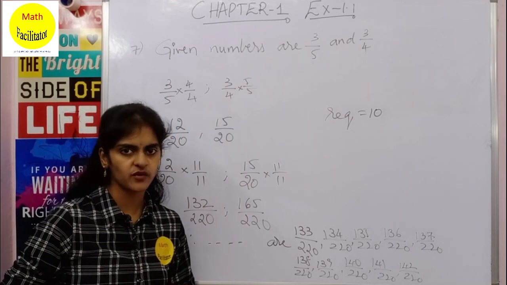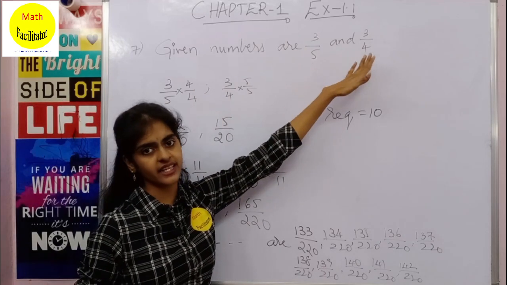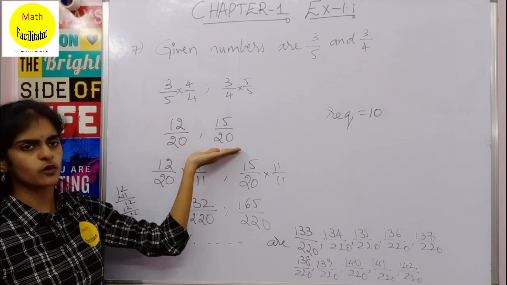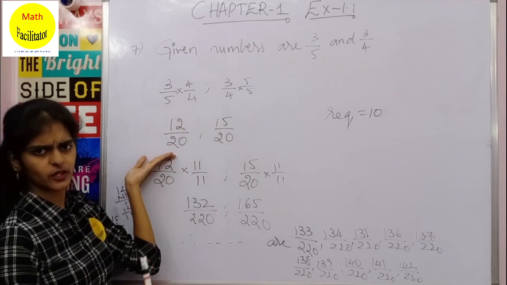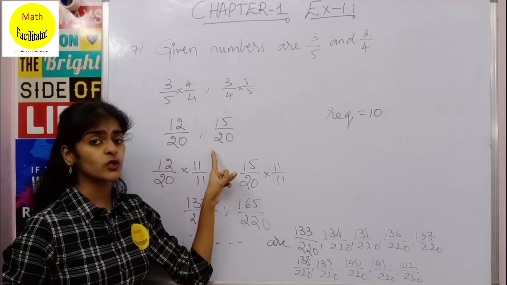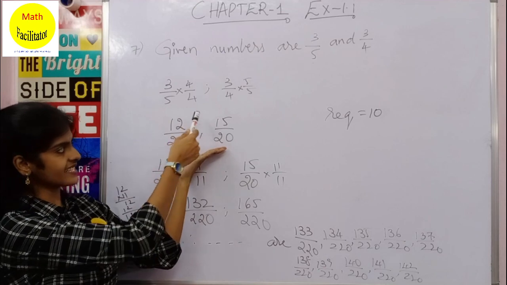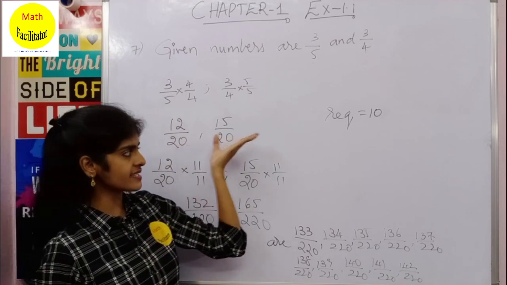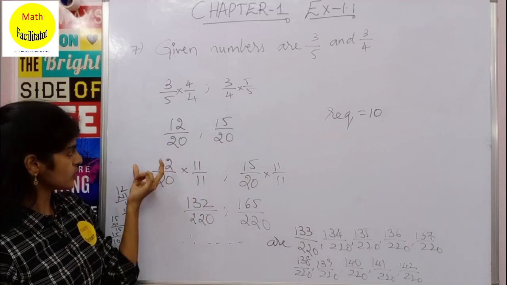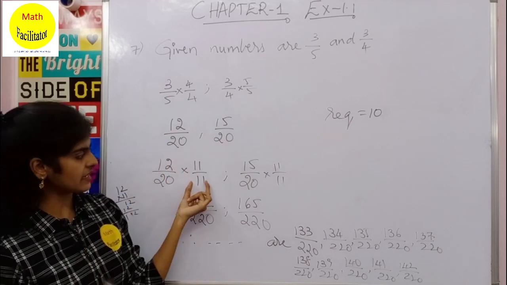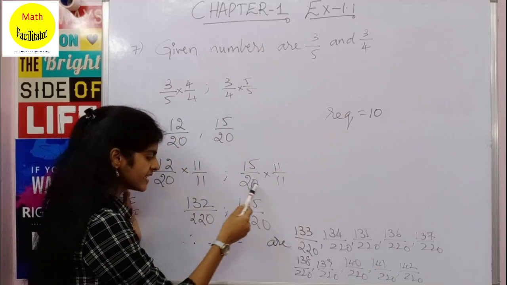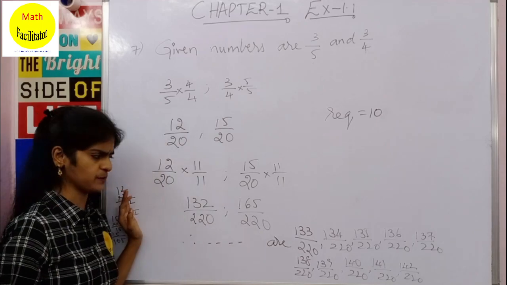So what are the steps we have done? Firstly, we convert the given rational numbers, given fractions, into like fractions, by multiplying and dividing by the other denominator. After converting it into like fractions, you can see you cannot insert 10 numbers here. So the method is, since you want 10 rational numbers, you will multiply and divide these two numbers by 11. So the final fraction, whatever you get, you can comfortably insert 10 rational numbers here.